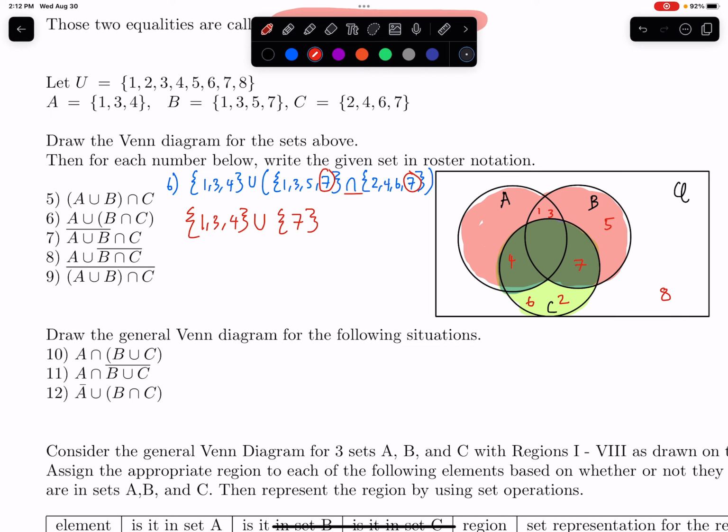And remember what we said about unions. To do a union, start by just rewriting the left set. And then tack on anything that you didn't already have. In this case, I didn't have the 7, so tack it on. And that's your result for number 6. There it is, your answer. Okay, that's number 6.